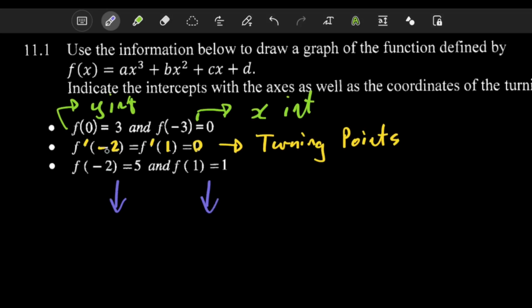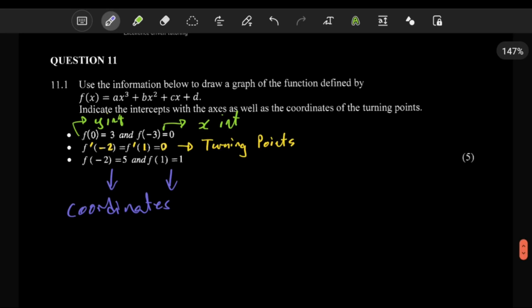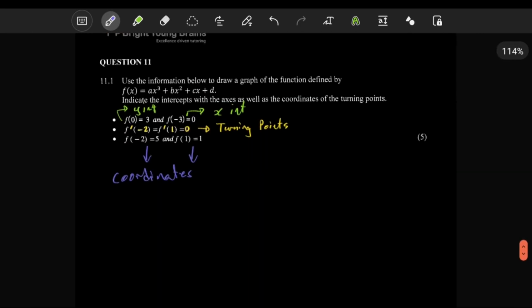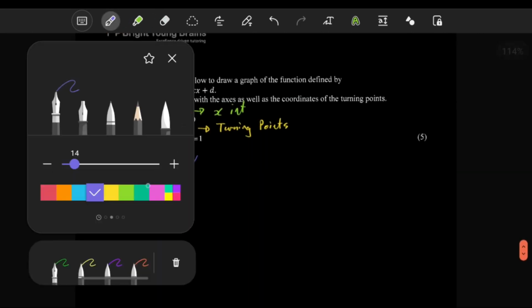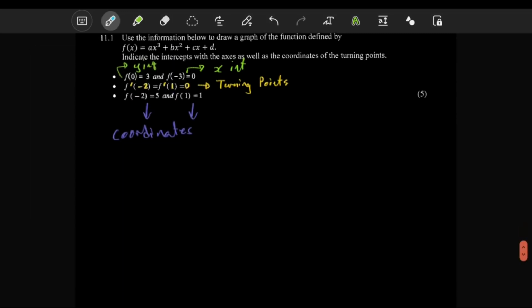The x value here is -2, and the x value here is 1. This is telling you that the y value is 5 for this turning point, and the y value is 1 for this turning point. So here these are actual coordinates. Anyways, I think we can sketch this graph quite easily. It is out of 5 marks, so these are going to be 5 really good easy marks.